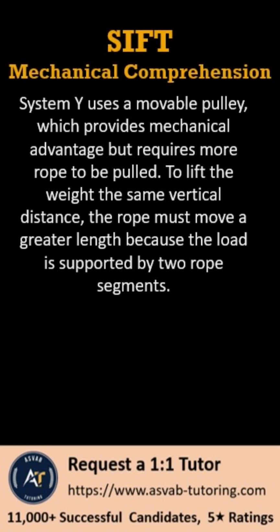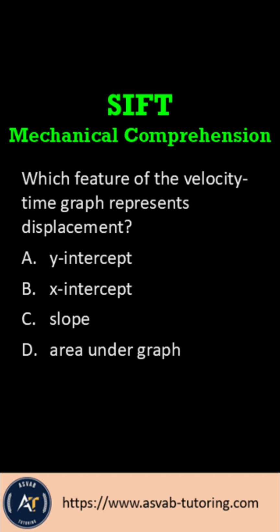System Y uses a movable pulley, which provides mechanical advantage, but requires more rope to be pulled. To lift the weight the same vertical distance, the rope must move a greater length because the load is supported by two rope segments.